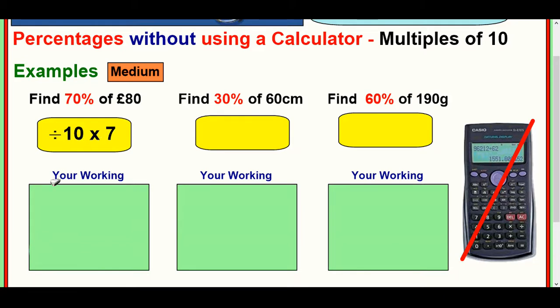So I'm going to take my £80, divide it by 10 to get 10%, and then times that by 7 to get 70%. Now 80 divided by 10 is just 8, and you times it by 7, you're going to get £56, and you're done.